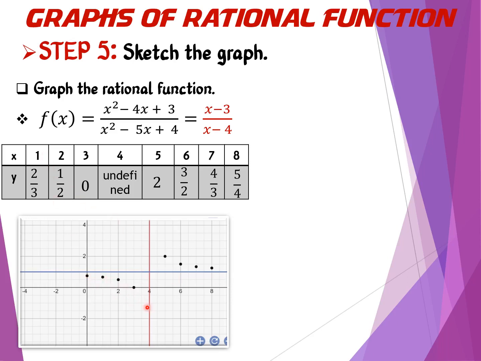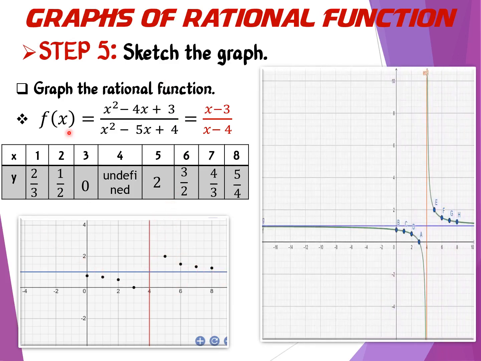If you will notice, these points are going down. If you continue assigning values for x and solving, you will have a continuous graph going down, and for this part you will have a continuous graph to the positive infinity. So connecting the dots, this will be your graph. This is how it looks. Here the orange one is your vertical asymptote, x is equal to 4, and the blue one is your horizontal asymptote, y is equal to 1.